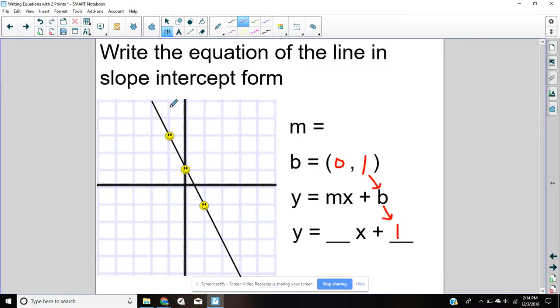Next, my slope. So how do I go from one point to the next? This time it goes down 2 and right 1.